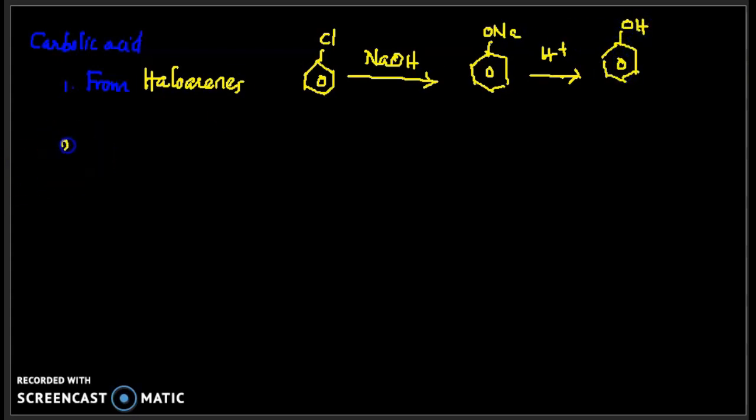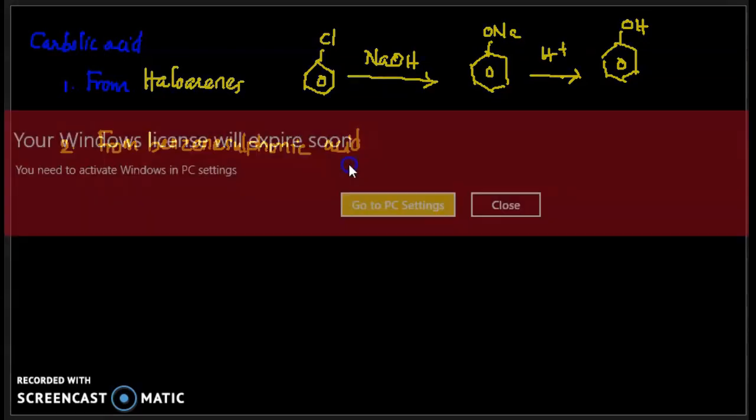Now the second method is from benzene sulfonic acid. Okay, from benzene sulfonic acid. For that ആദ്യം നിങ്ങൾ benzene sulfonic acid ഉണ്ടാക്കണം. So how can you prepare benzene sulfonic acid? ആദ്യം benzene എടുത്തിട്ട് അതിനെ സൾഫനേഷൻ നടത്തി കഴിയുമ്പോൾ benzene sulfonic acid കിട്ടും.